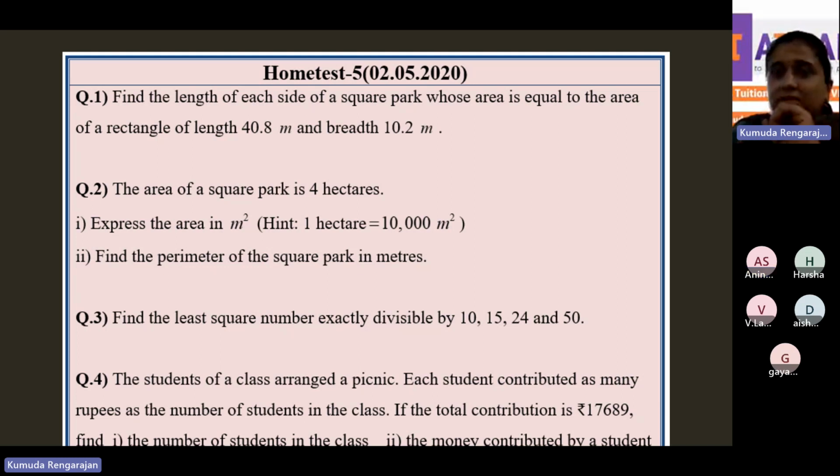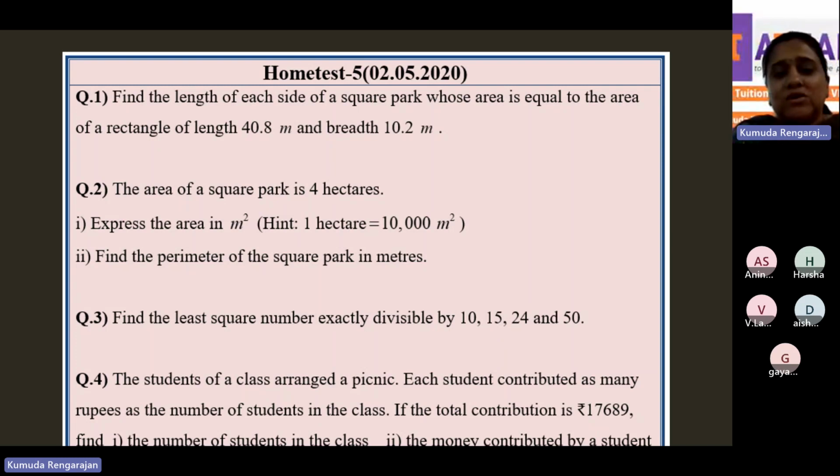Now you got the area of the rectangle, right? Now what is the area of the square? Side square. No, I'm expecting a different answer. The question says the area of the square park is actually the same as the area of the rectangle. Exactly, that's what I wanted. Yes, that's what the question says.